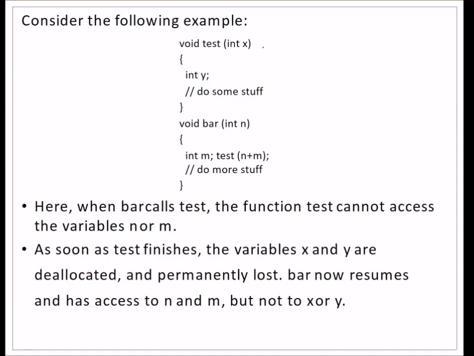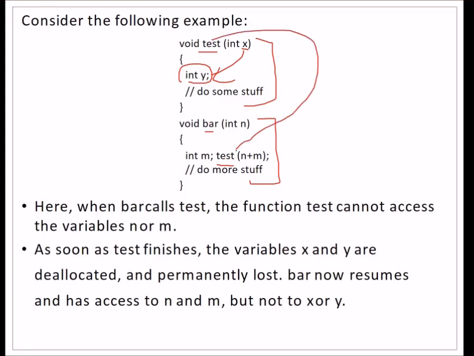Let us take an example to exemplify it. We have test, which is a function. Inside it we have a variable called y, and also a variable x. These are considered to be inside this code only, and we have another function called bar. n and m are the local variables of bar. x and y are local variables of test. So when bar calls test, because at this particular juncture test is being called here, the function test cannot access the variables n and m.